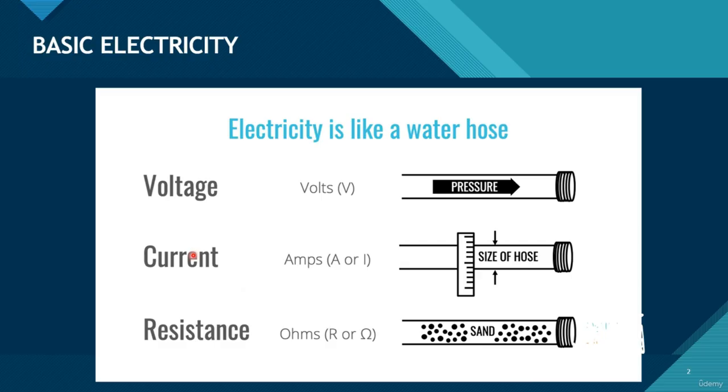Current is measured in amps, and A is for amperage, or I is for intensity. Those would be the symbols. So the current would be compared to the size of the hose. For example, the bigger the wire, the more amperage, the more current it can carry. And resistance would be just like, for example, sand. If you had debris in the pipe that's slowing down the voltage pressure, that would be resistance.